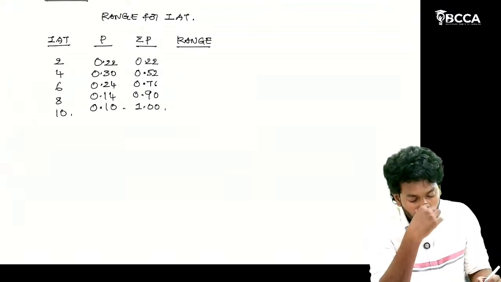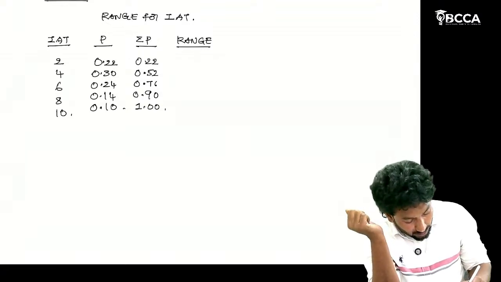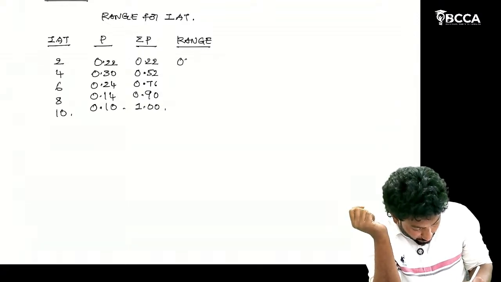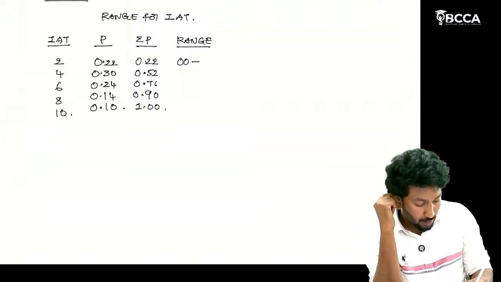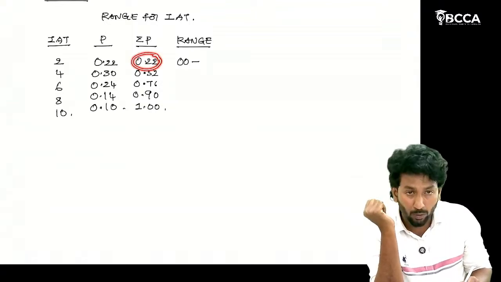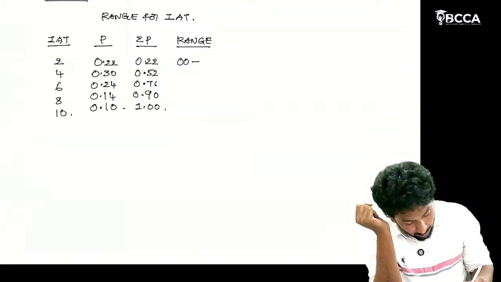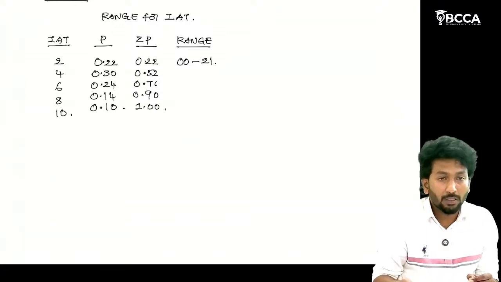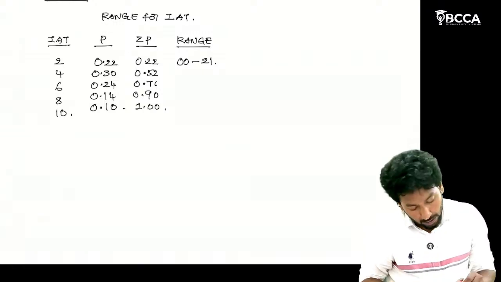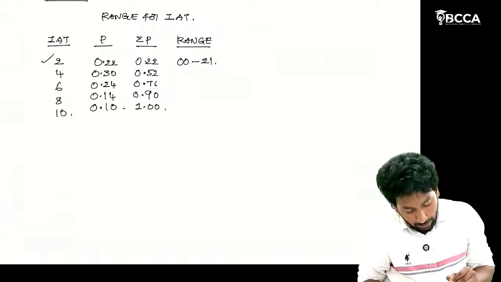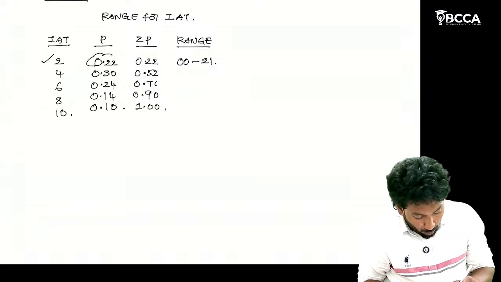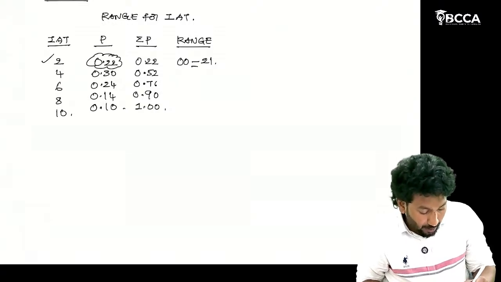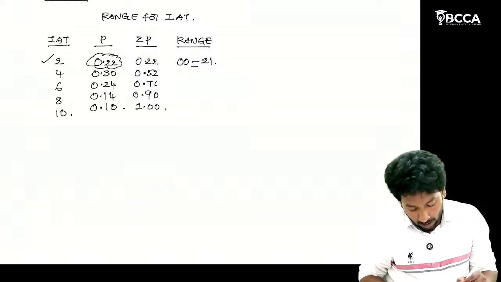To write random number range, for the first class interval start with 00. Here we have the cumulative probability 22, so that's why end with 21. From 1 to 21, 21 numbers, plus 00, total 22 numbers. As for this inter-arrival time decision variable 2, we have probability 22, that's why we have assigned 22 numbers for that particular decision variable.